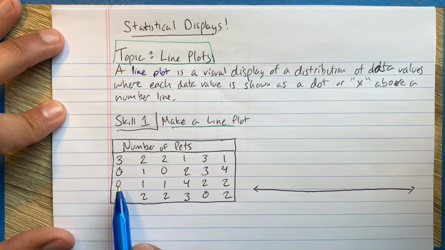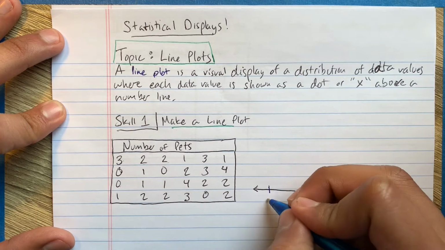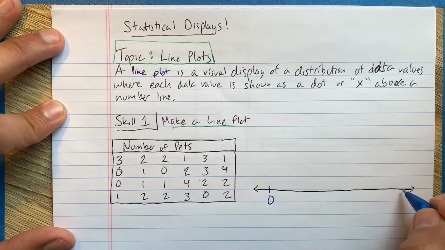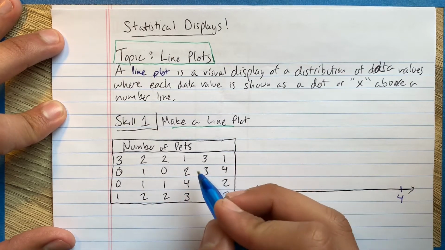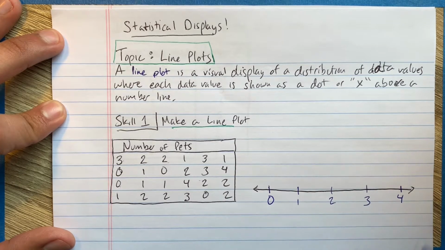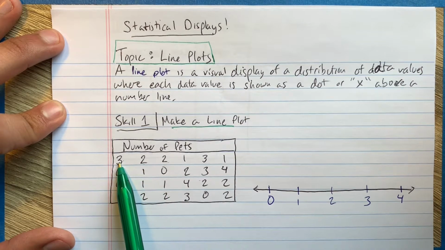Now, the smallest number that I see is 0, and the biggest number that I see is 4. The numbers in between are 1, 2, and 3. Once you've made your number line, all you're doing is putting an X above the number every time you see it.